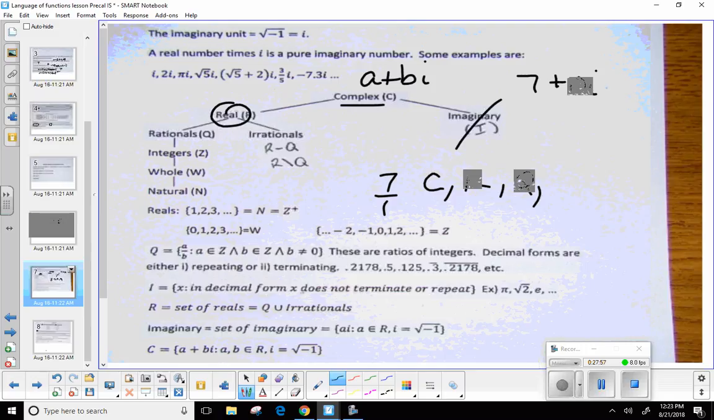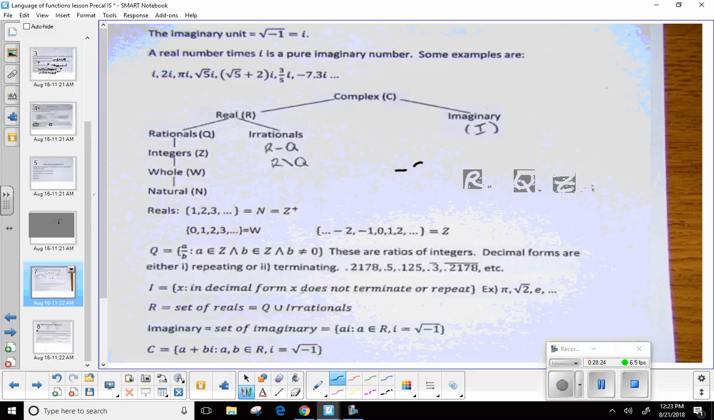And now we just work our way down. Is it an integer? Yes. Is it a whole number? Yes. Is it a natural number? Yes. So 7 belongs to a lot of groups. That's the last part of your assignment. You're just going to be telling me what groups they belong to. Okay, let's try another one.